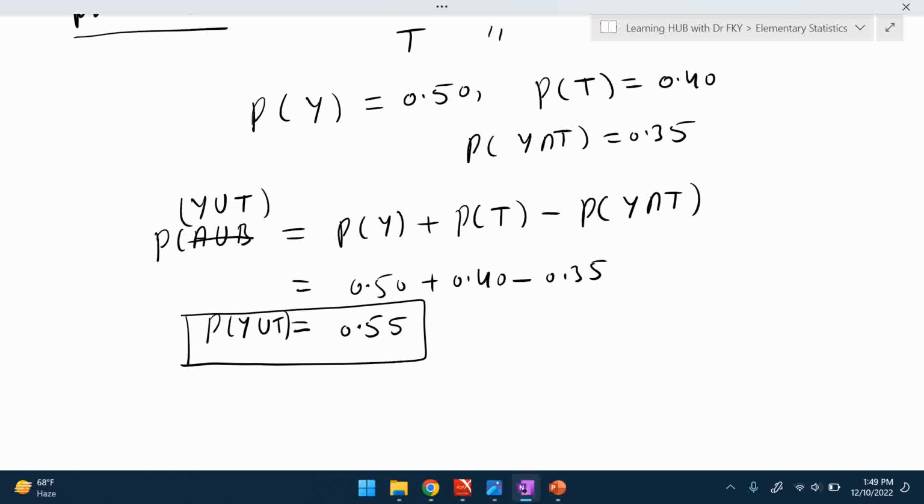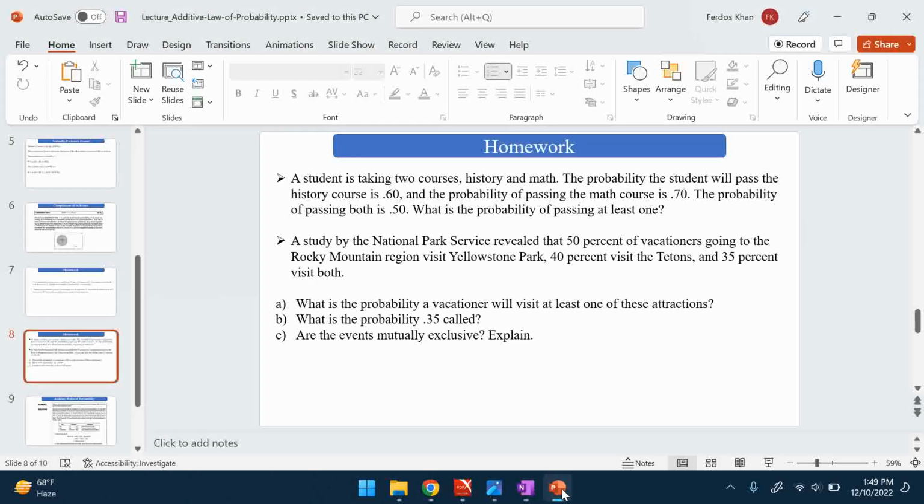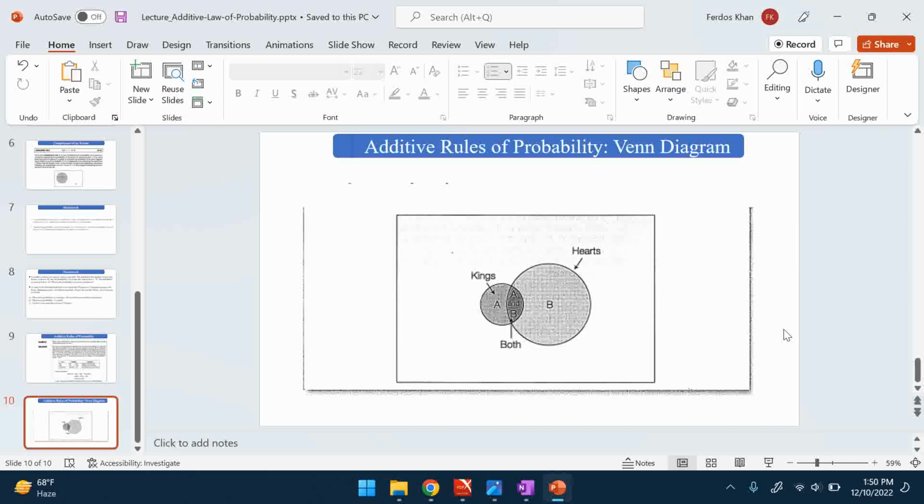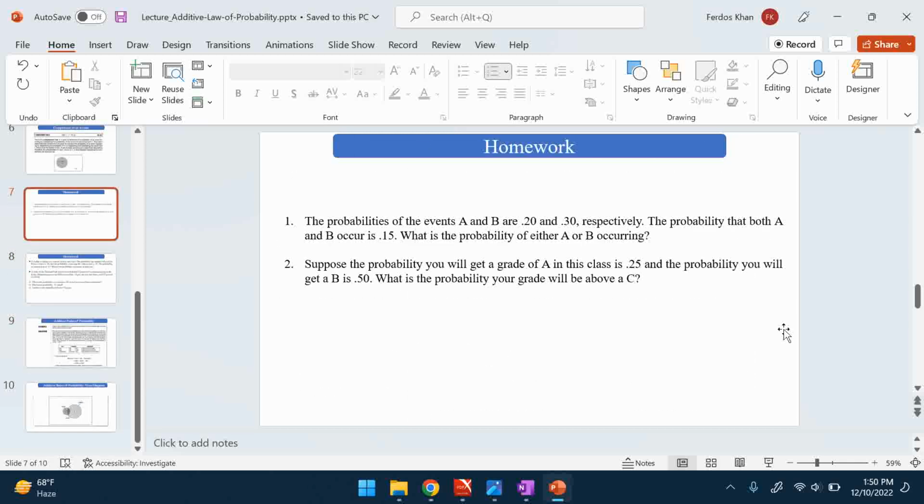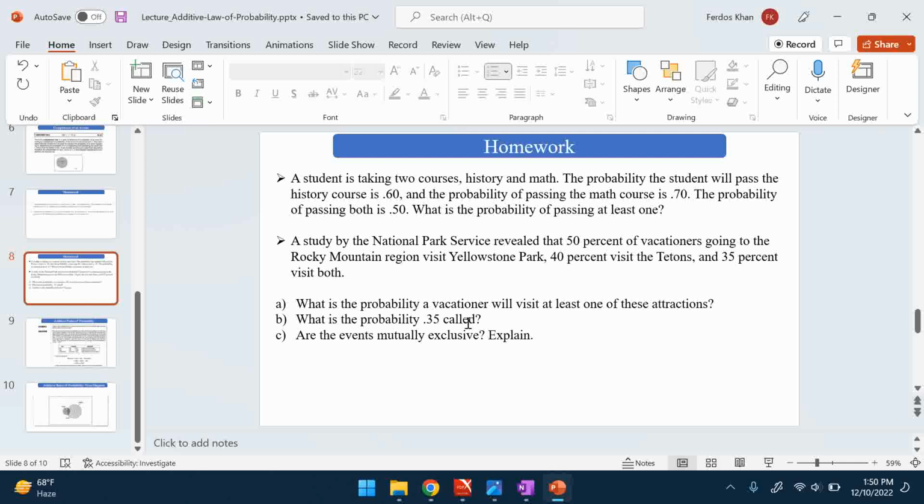Now the second question in this problem is, what is the probability of 0.35? So this is for both. This probability means that both places can be visited. Yellowstone Park can be visited or the Teton can be visited. So with this 35%, you can say the vacationer can visit both places. Okay, so this is the solution for the second question.